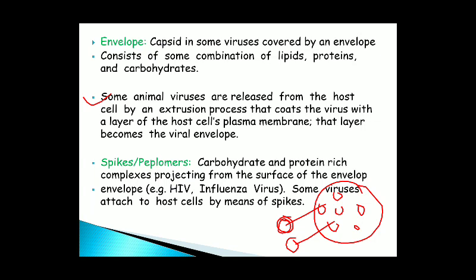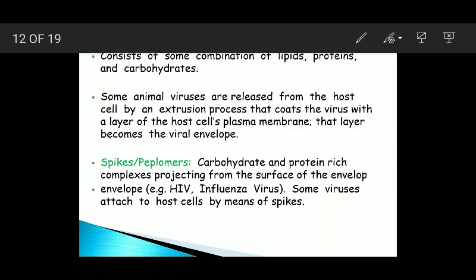Now the spikes are peplomers. These are basically carbohydrate and protein rich complexes which emerge from the surface of the envelope. These are found in HIV viruses, influenza viruses, and many others. And some viruses are known to get attached to the surface of host cells by means of these spikes.